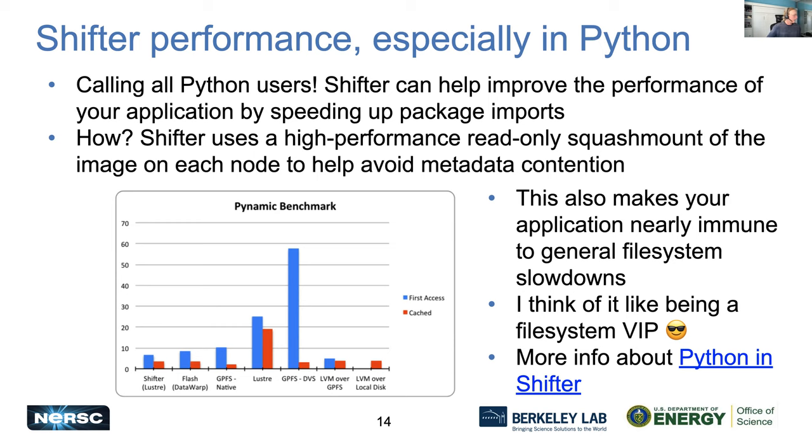So the plot here is from the Shifter paper from 2015. Basically, you could ignore the two LVMs. These are performed in Docker, but the five bars to the left were done on Cori. And you can see that for the first access, so thinking about the first time you import a package, how long does it take? You can see Shifter is pretty much the fastest. The data warp is the burst buffer. But anyway, really good and robust performance, especially for Python.